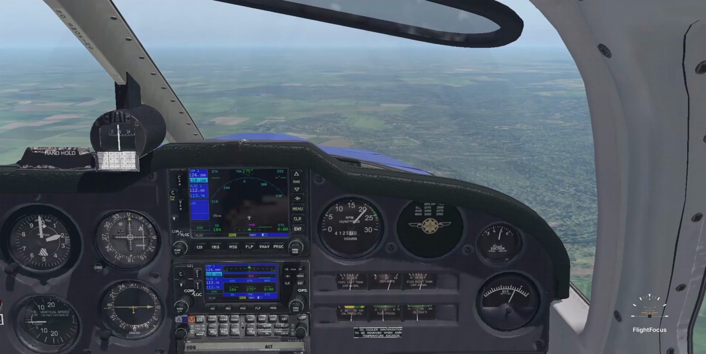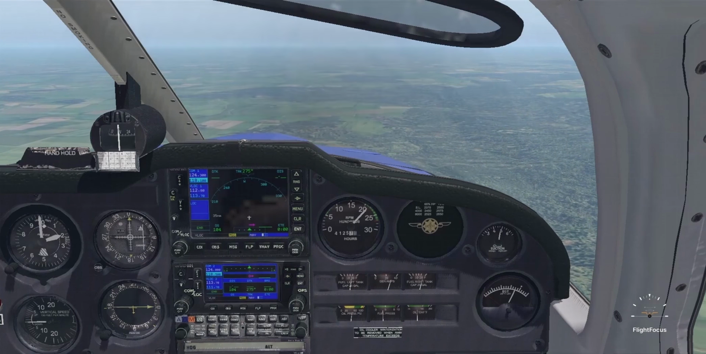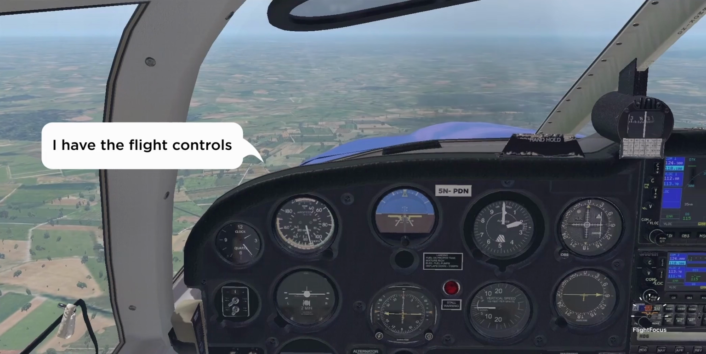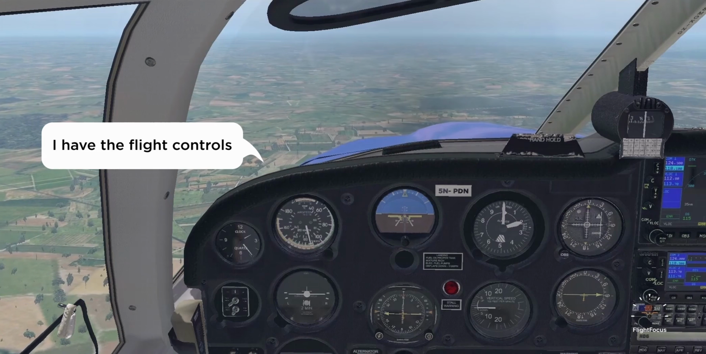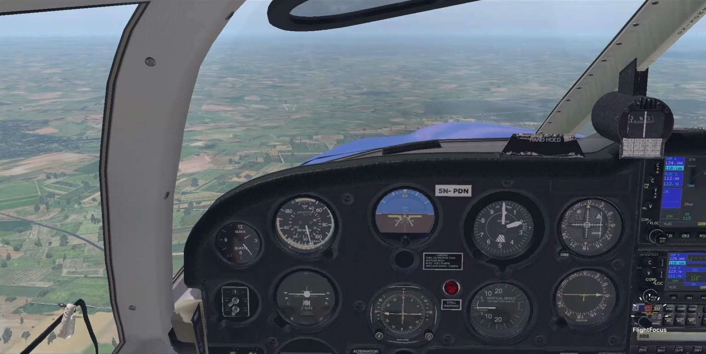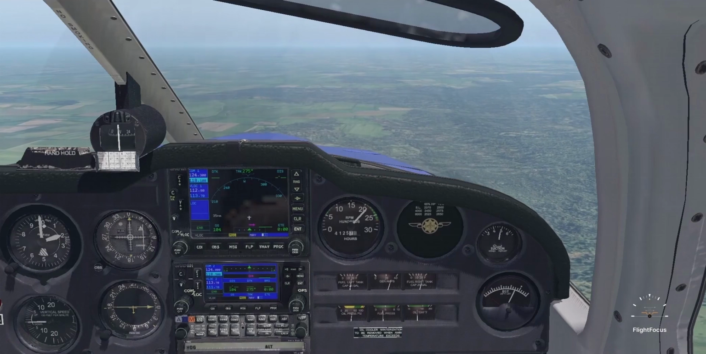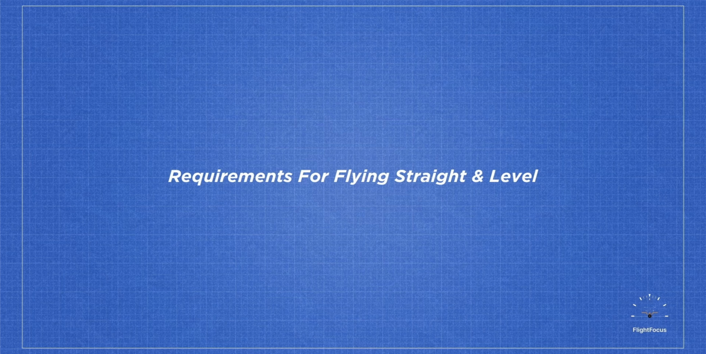The pilot passing the controls should continue flying until the other pilot acknowledges the exchange by saying, "I have the flight controls." A visual check is also recommended to ensure the other pilot has the controls. If the instructor wants to assume control, they should take the controls while informing the pilot, "I have the flight controls." Here are the requirements for flying straight and level.